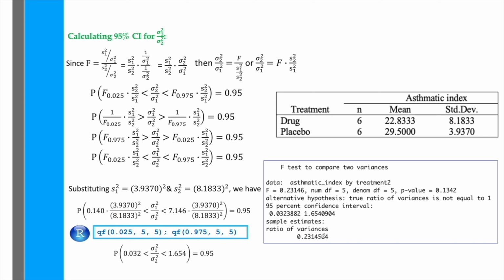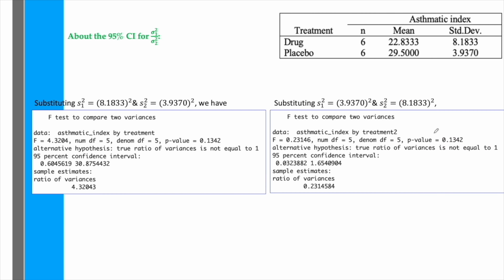So note that this value of f was just computed if this is group 1 and this is group 2. However, on the original data, this is actually group 1 because drug is coded as 1 and placebo is coded as 2. If it happens that the code used for placebo is 1 and drug is 2, then this will be the result of R. However, what you must notice is that no matter how you compute the value of f, either this one on the numerator, this one in the denominator, or the other way around, wherein this one is the numerator and this one is the denominator, you're going to get the same p-value, which is 0.1342.